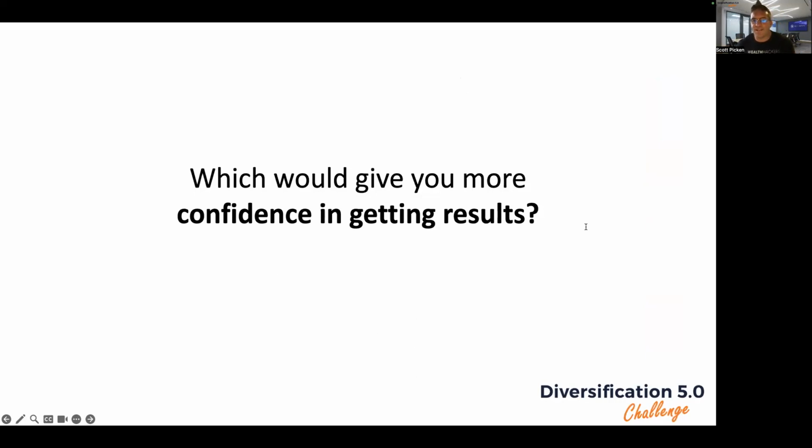Option two, the trainer. Yeah, I think we'd all agree it's kind of a no-brainer that a trainer or a coach is going to hold us accountable and help us get those results.